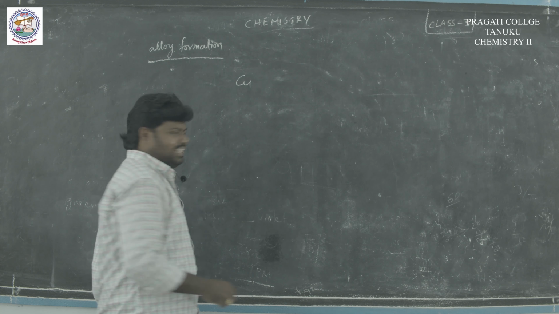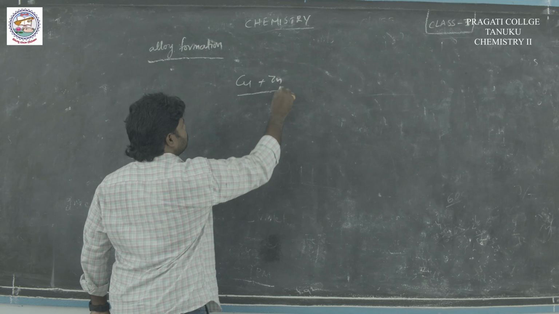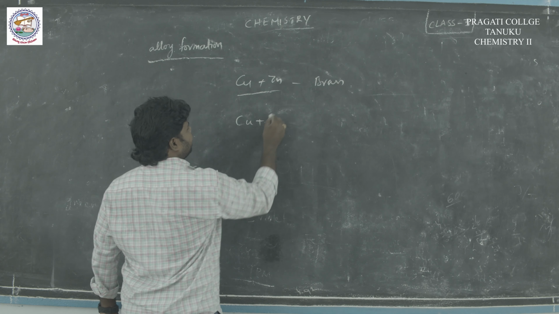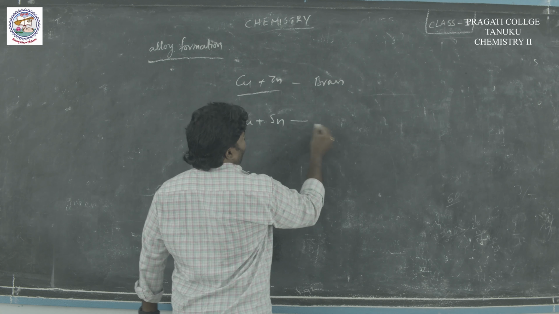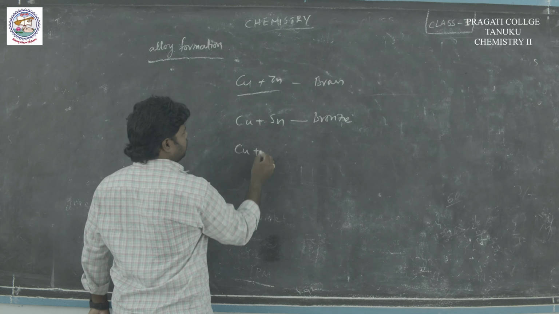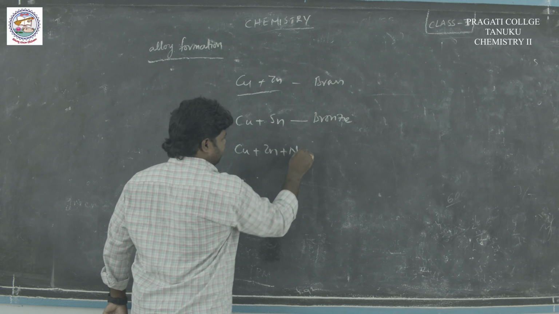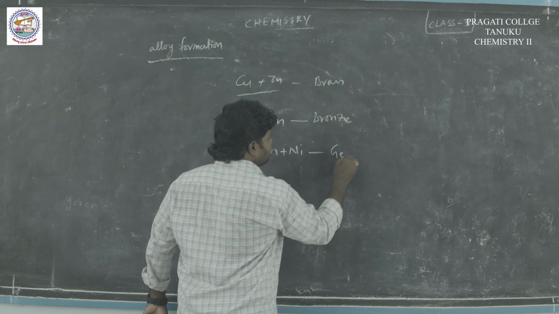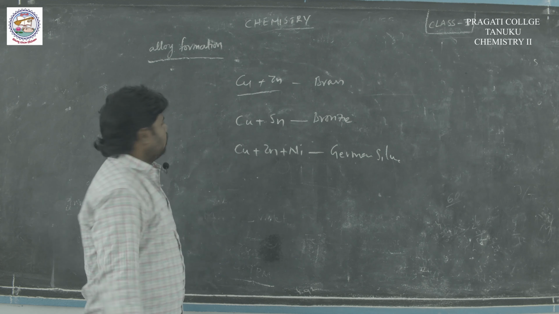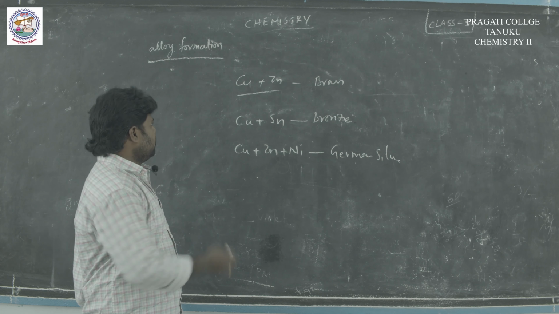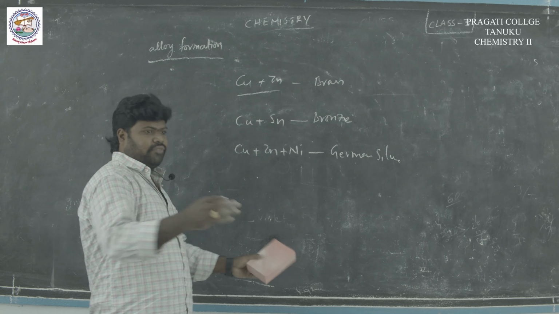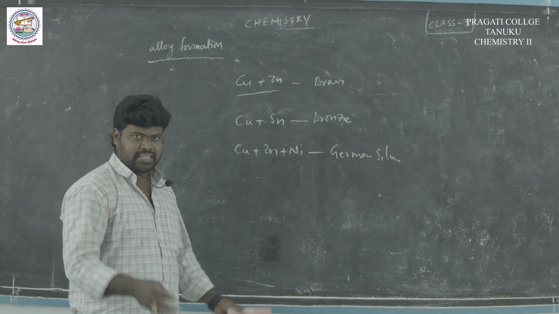Copper is combined with zinc to form brass, copper is combined with tin to form bronze, and copper is combined with zinc and nickel to form German silver. These all are alloys. These alloys are very strong metals, and they are used in different ornaments, different utensils, and different parts of machines.